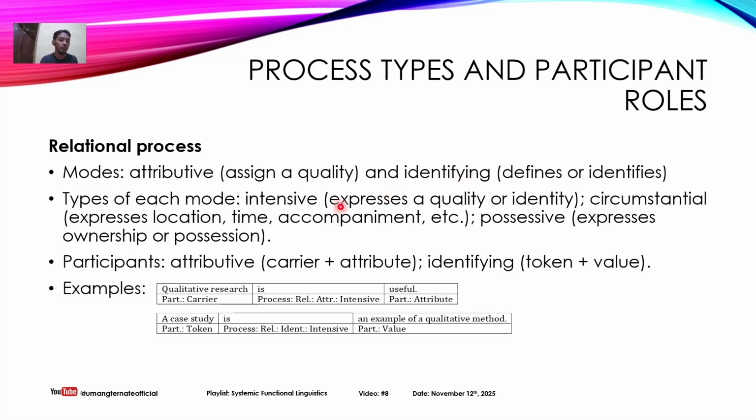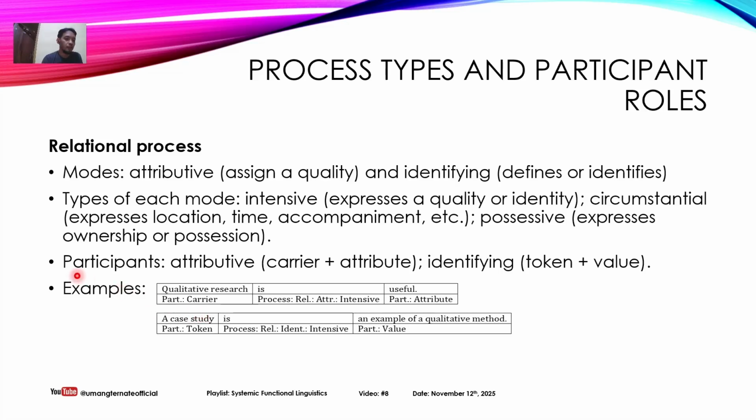Yeah. In each mode, there are three types. The first one is intensive, which expresses a quality or identity; circumstantial, which expresses location, time, accompaniment; and possessive, which expresses the ownership or possession. Okay? We will see the examples here, but you can see more examples in the supplementary file.